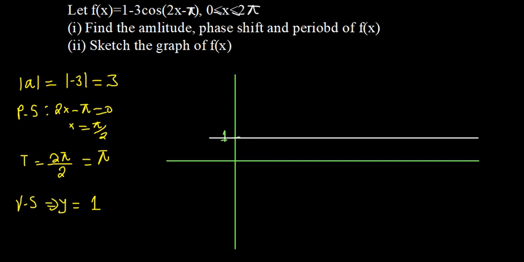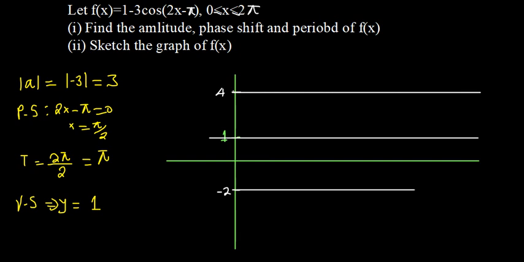The next thing that we should be able to do is to add and subtract the amplitude from the vertical shift. The amplitude is 3. 1 plus 3, that will take us all the way up to 4. And then 1 minus 3, that will take us down to negative 2. I'm also going to draw lines here because the function is going to be alternating just between these two points, between positive 4 and negative 2.